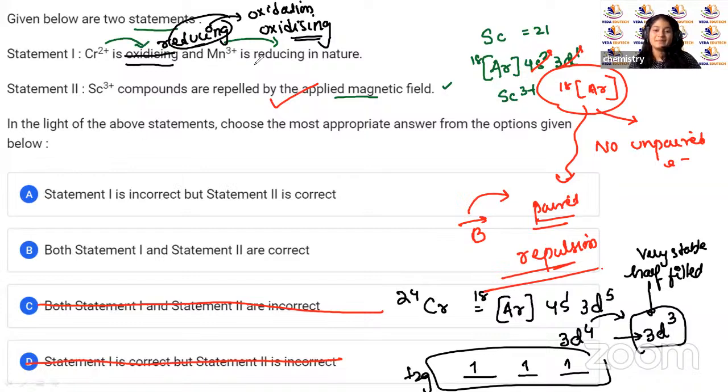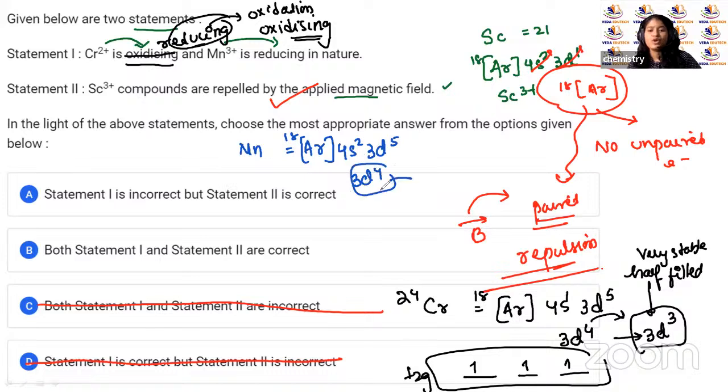The other one is Mn3+, children. So we know that manganese is argon 18, 4s2, 3d5. So Mn3+, if you remove 3 electrons, it's going to be 3d4. It would want to be 3d5.